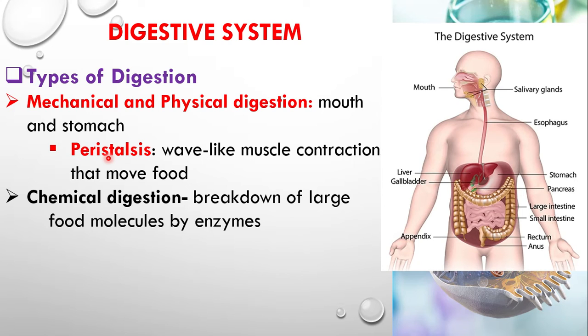Okay? Another type of digestion is chemical digestion, in which the breakdown of large food molecules by enzymes happens. It is called chemical digestion because it involves enzymes already. In mechanical or physical digestion, the food that we eat is just mashed and chewed.